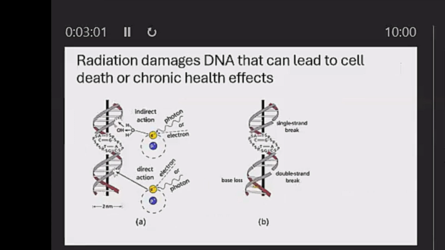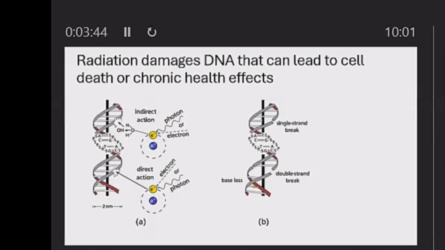Okay, DNA. That can lead to cell death or chronic health effects. We have indirect action and direct action. So with direct action, the photon or the electron directly ionizes an atom and breaks one of the DNA strands. So you have a direct hit. Then you have indirect action, where you have an ionization event, which then creates sort of a radical, and this radical can then go and break the DNA strand.